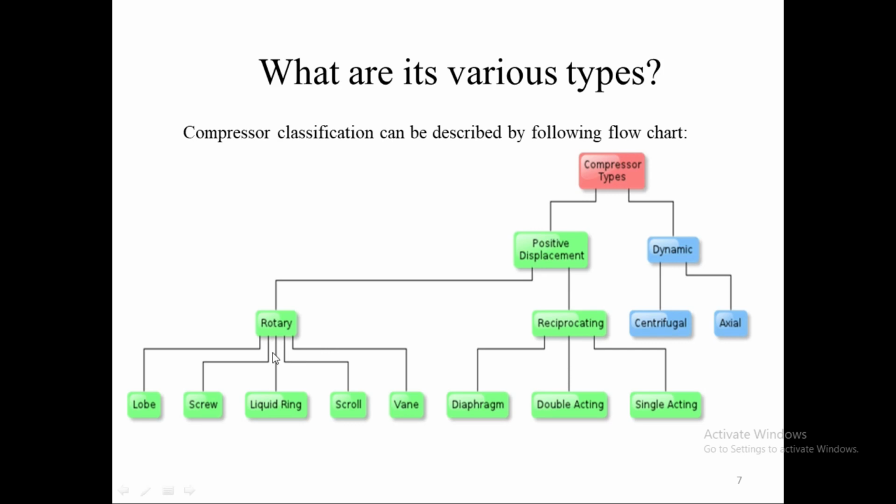And the diaphragm type is basically a diaphragm which is compressing the liquid. This one is basically used for a small amount of air or gas when it needs to move. So the diaphragm type is normally a smaller size.